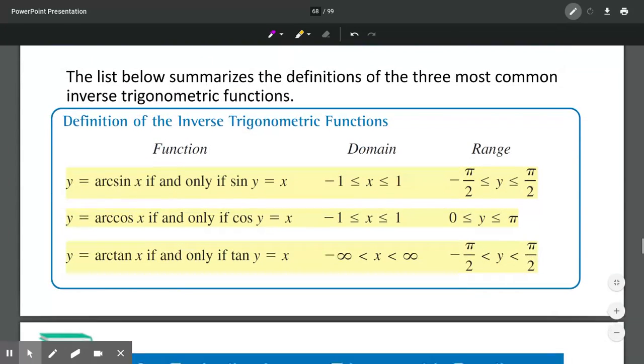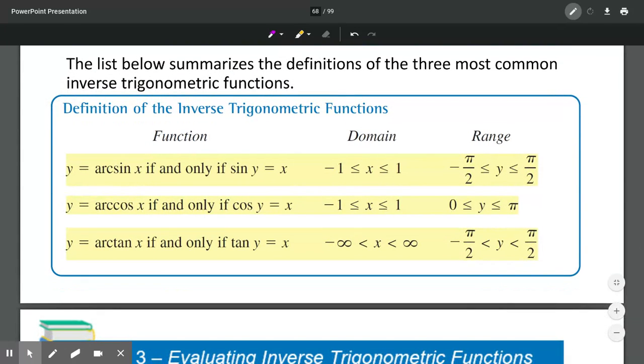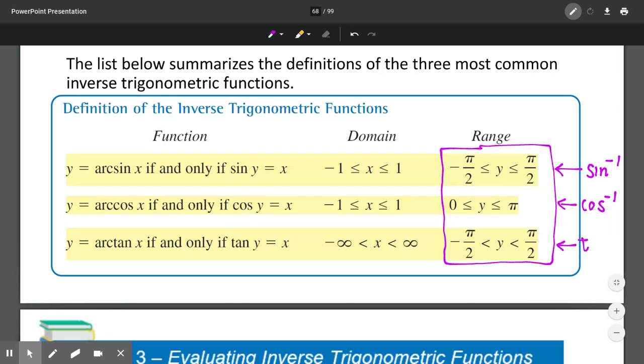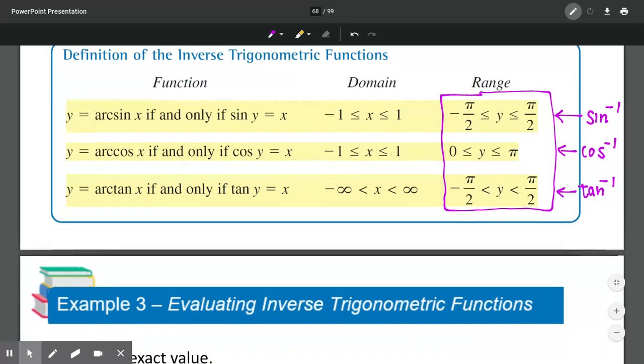So here, this is really what you need to remember. These are your restrictions, where all of your answers have to fall. So for your inverse sine, all of your answers are between negative pi over 2 and pi over 2. Your inverse cosine, all of your answers will be between 0 and pi. And your inverse tangent is the same as your inverse sine when you're looking at that unit circle.